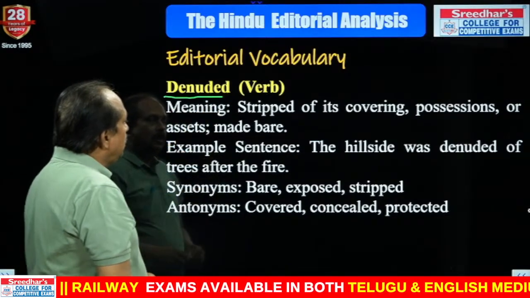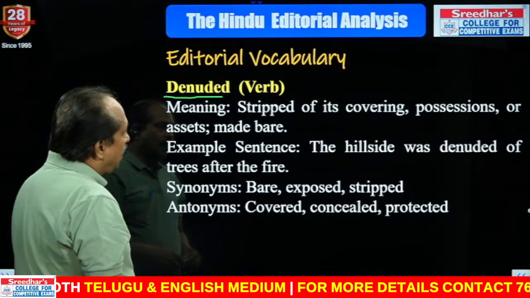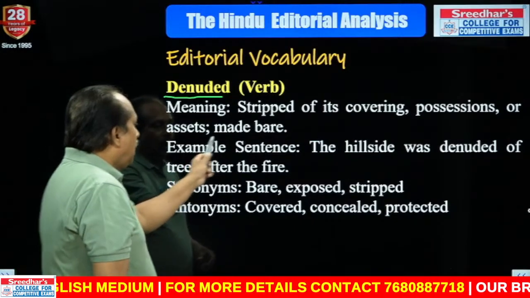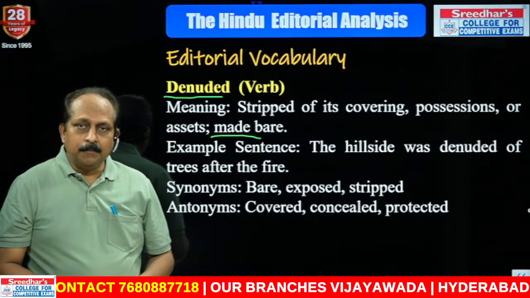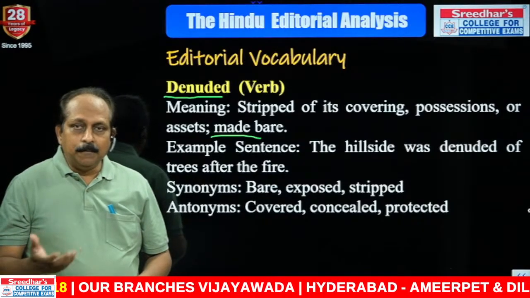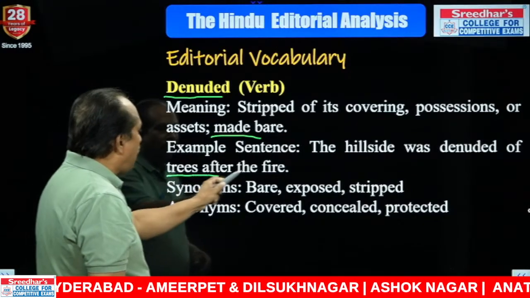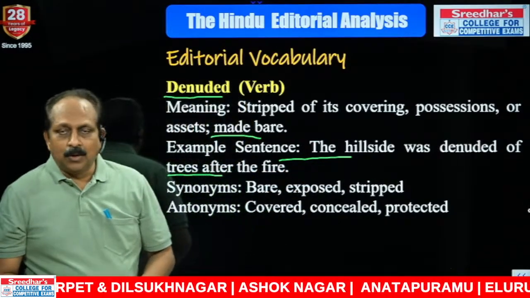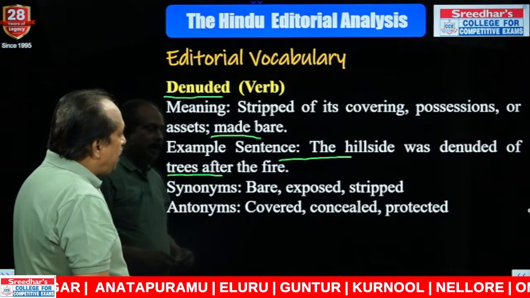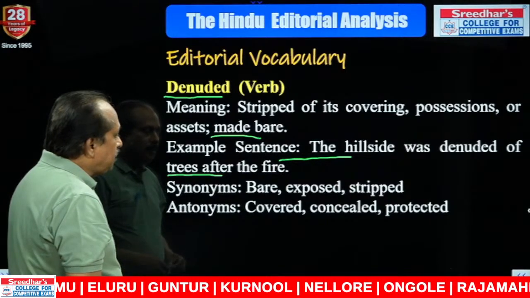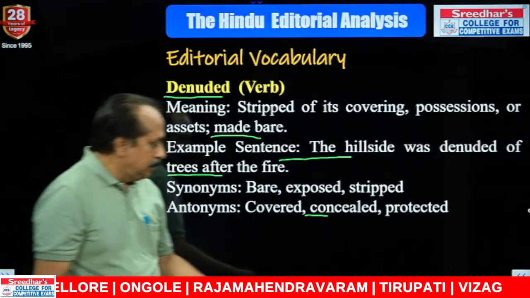Denuded, this we have got for the first time. Part of speech: verb, can be used as an adjective. Stripped of its covering, possessions, or assets. To make something bare, made bare. Bare means without. Bare feet, barefoot, and also you can say bare infinitive. You have to recollect that from the grammar point of view. The hillside was denuded of trees after the fire. It means the hillside did not have any trees after the fire, the trees having been removed. Synonyms: bare, exposed, stripped. Antonyms: covered, concealed, protected. Concealed means what? Conceal, hide, hidden.